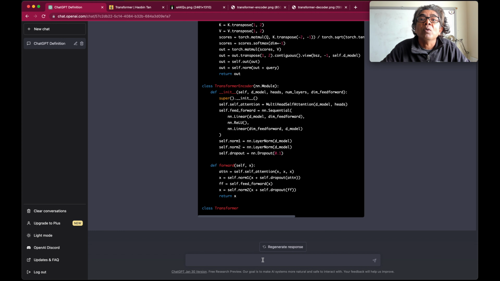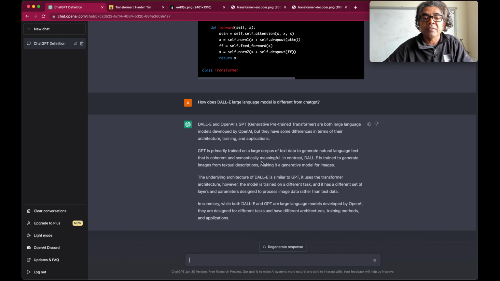Now we can also ask questions, since we know that large language models are used to generate images as well as text. So what are the differences? The question is very direct: how does the DALL-E large language model differ from ChatGPT? We get the answer that DALL-E is trained to first understand the prompt and then generate the image, whereas ChatGPT is designed to generate text.